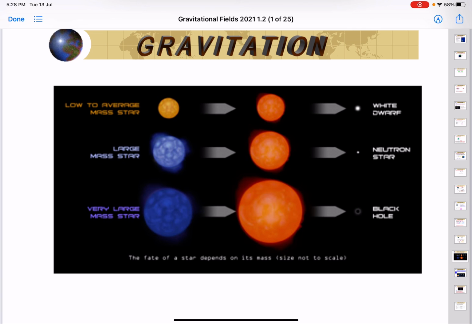Now what happens if the mass of the star is so big, very very large, such that even the neutron degeneracy pressure cannot prevent it from collapsing even more? Then everything keeps on collapsing until it becomes a black hole. It becomes a huge mass concentrated in a very small point, because nothing can stop it from collapsing. It keeps on collapsing until it reaches a very small point, and that is the black hole.